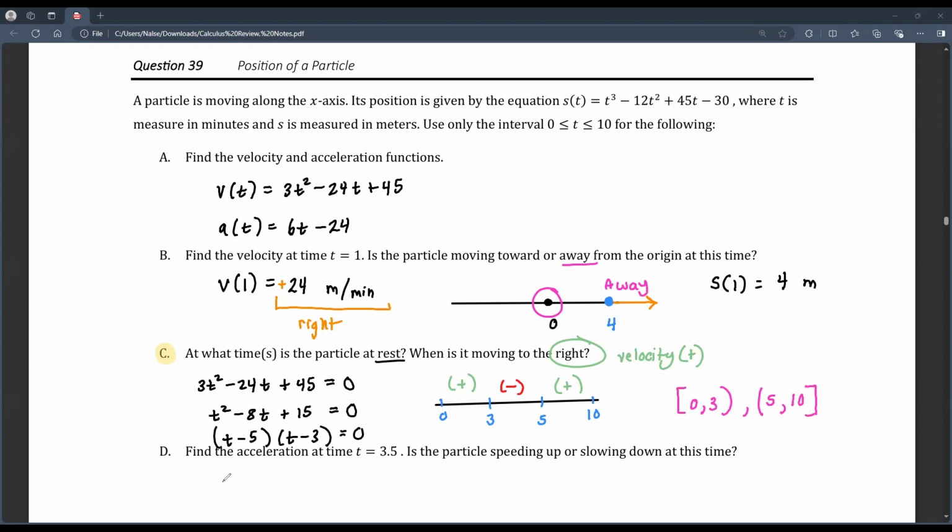To find the acceleration at t equals 3.5, we just need to plug this value of time into the acceleration function. Doing so gives us an acceleration of -3 meters per square minute. But is the particle speeding up or slowing down at this time? To answer this question, we will also need the sign of the particle's velocity. From our sign change diagram above, we know that the velocity at 3.5 is negative. And because the particle's acceleration and velocity share the same sign, we have enough information to say that the particle is speeding up.